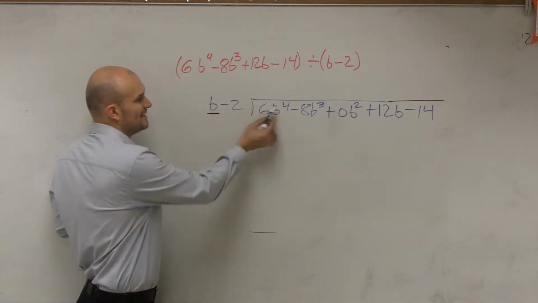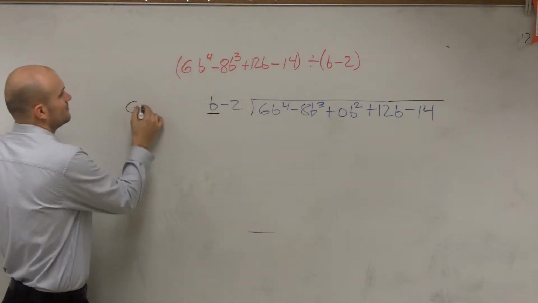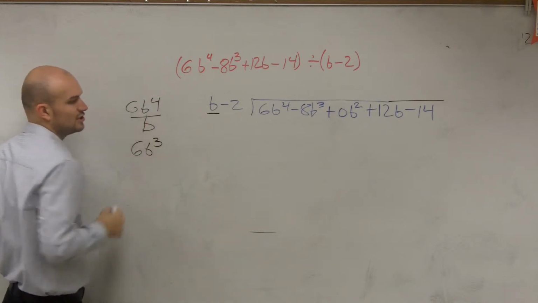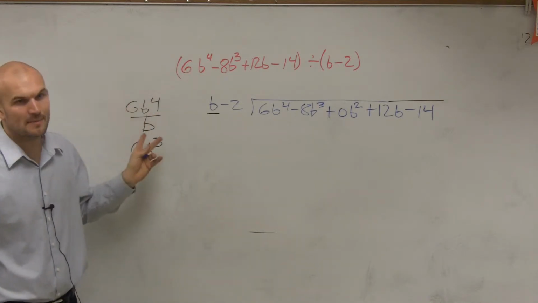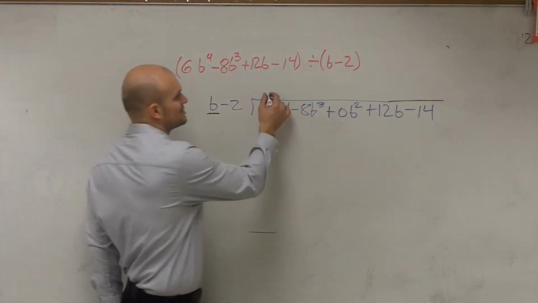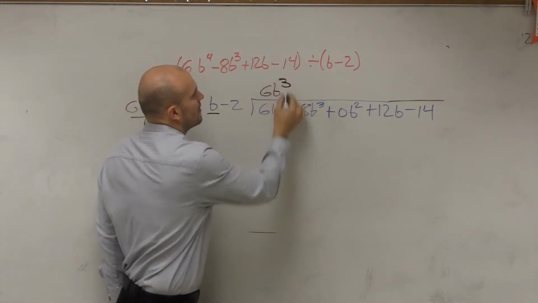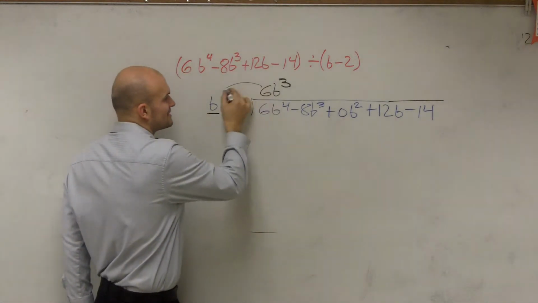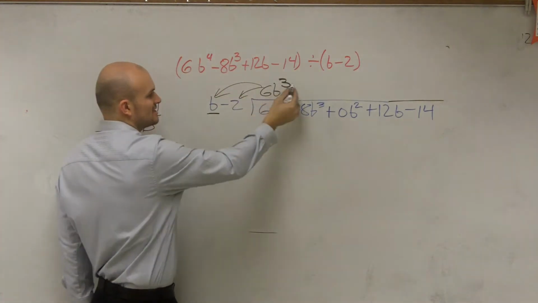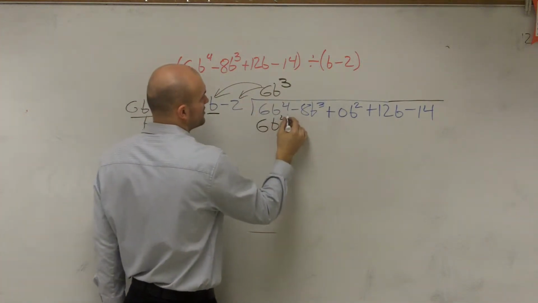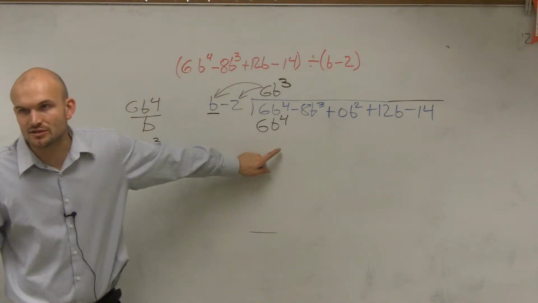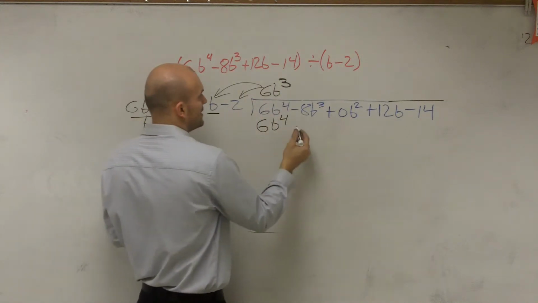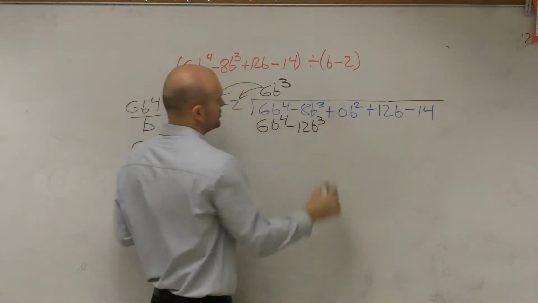So you divide b into 6b to the fourth. If you guys want to practice at it, make it look like this. Then hopefully you guys should know the answer is 6b cubed, right? 6b to the fourth divided by b is 6b cubed. So then you write that term up there. Then once you get that quotient, you multiply that times both terms. 6b cubed times b is 6b to the fourth. If you don't get the exact same answer, you did something wrong. All right? Then 6b cubed times negative 2 is going to be a negative 12b cubed.